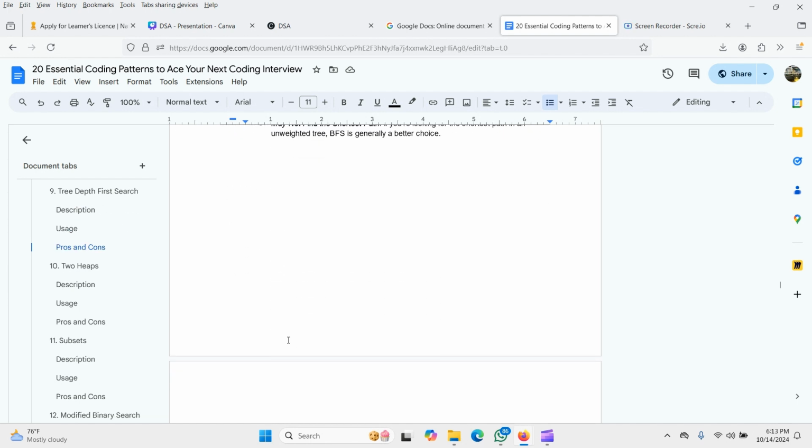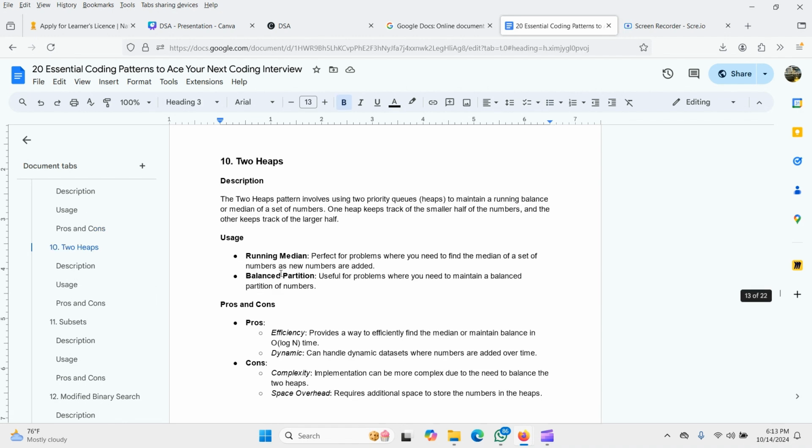Now the next design pattern, or coding pattern, is called the two heaps. So the two heaps pattern involves two priority queues to maintain a running balance or median of a set of numbers. That means one heap keeps track of the smaller half of the numbers, and the other keeps track of the larger half.